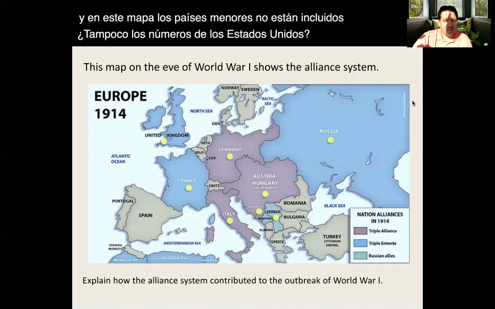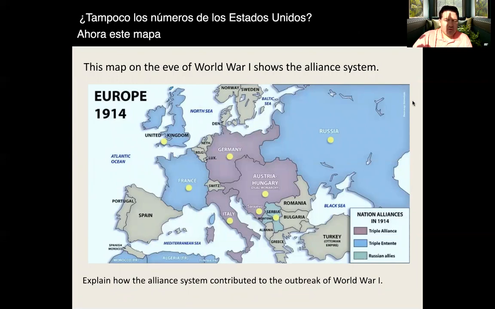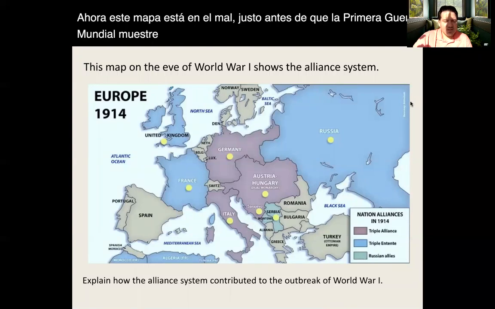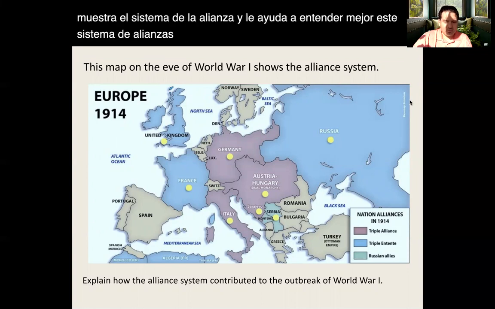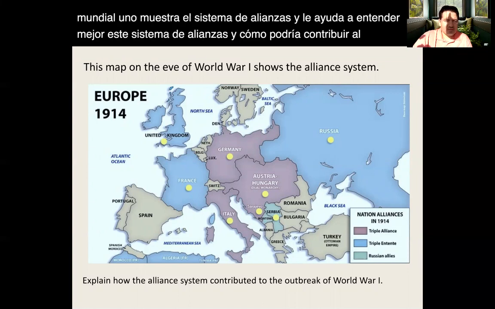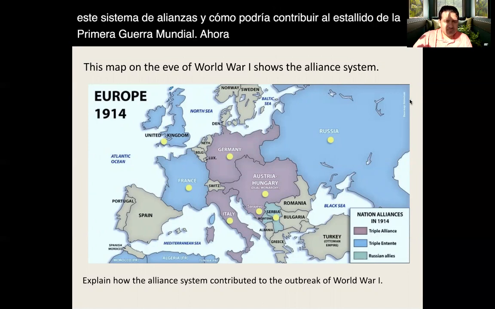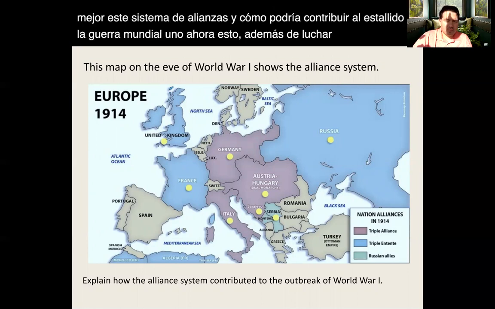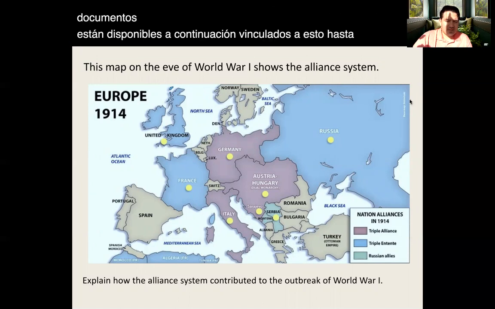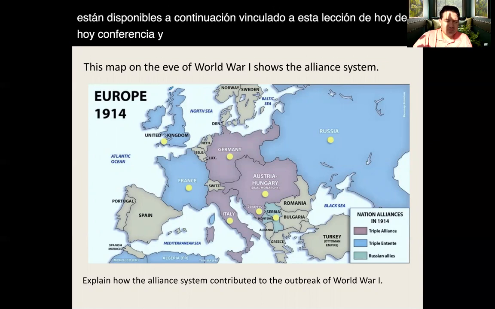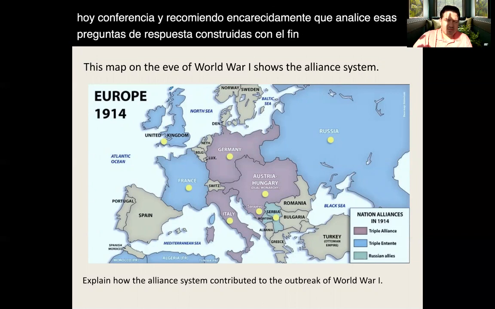Now, this map on the eve, or right before World War I, shows the alliance system and helps you better understand this system of alliances and how it might contribute to the outbreak of World War I. This, in addition to 4 other documents, are available below, linked to today's lesson. And I highly recommend that you analyze those constructed response questions in order to better understand World War I and its effects.